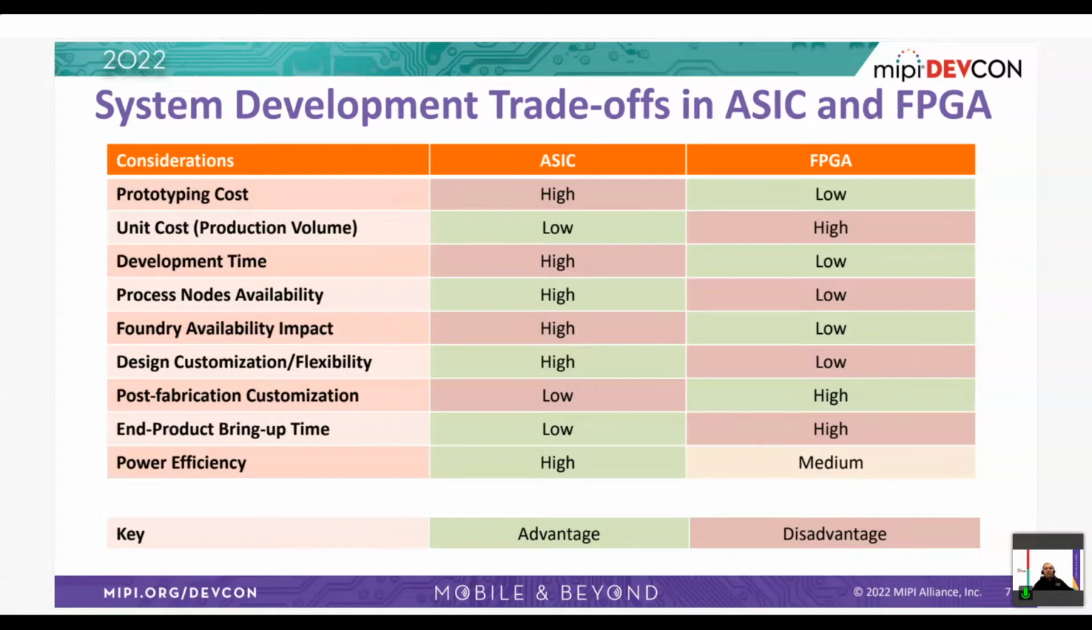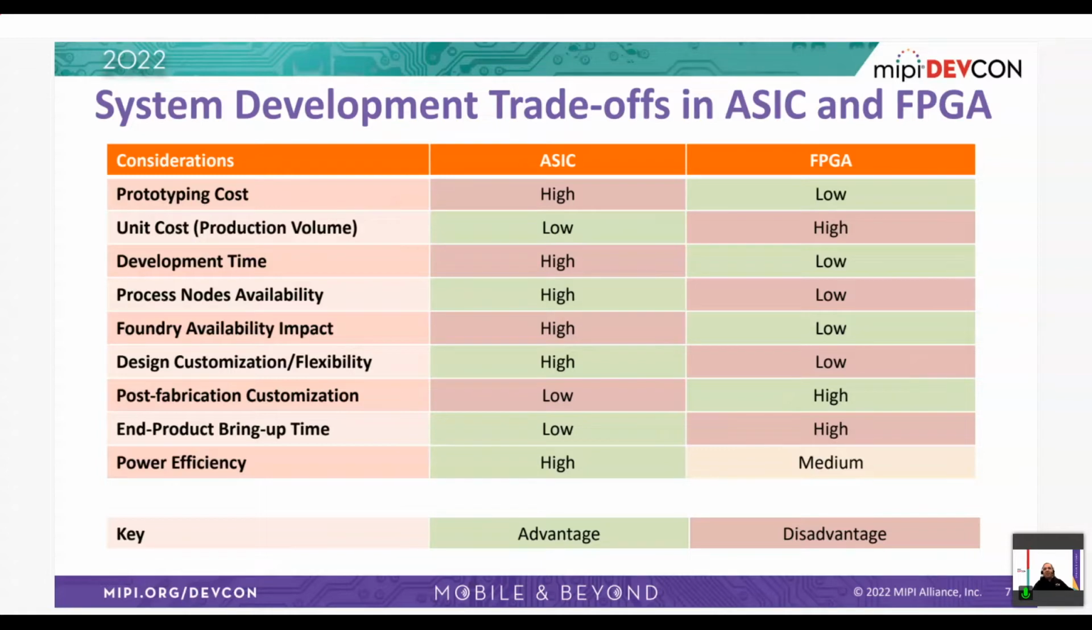This is, of course, because of the customization done during the ASIC development. From a process nodes availability perspective, of course, the ASIC has an advantage, but this advantage comes at a cost, which is the foundry availability impact. In the design phase, pre-silicon, there is a lot of customization that can happen in ASIC, while in post-fabrication, the advantage here goes to the FPGA.